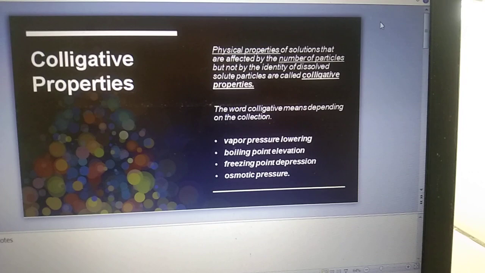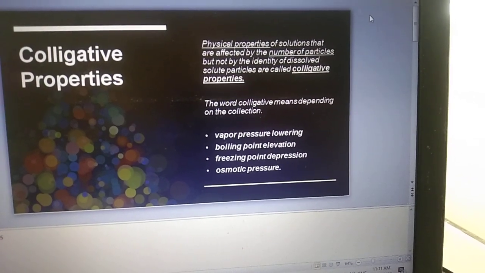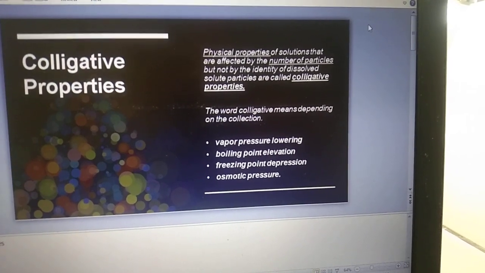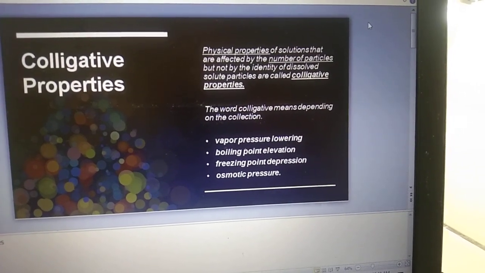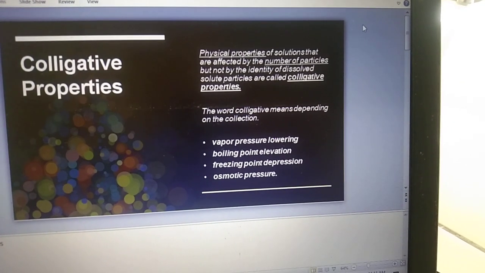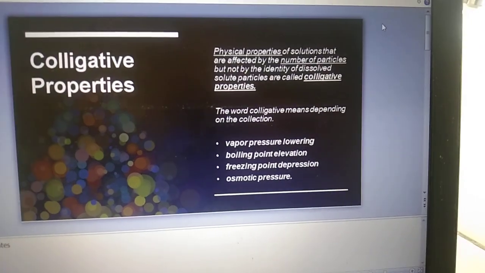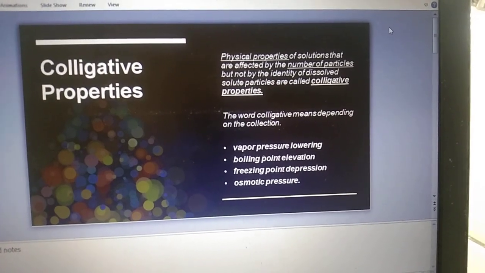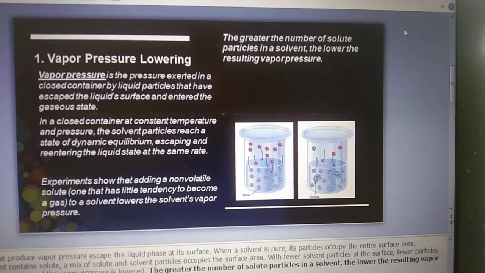We have only 4 colligative properties: vapor pressure lowering, boiling point elevation, freezing point depression, and osmotic pressure. We'll go through that later on. Before that, the colligative property is a property that also affects the concentration or the property of the solution. We'll go through the details in the next page. So let's proceed with the first one, the vapor pressure lowering.